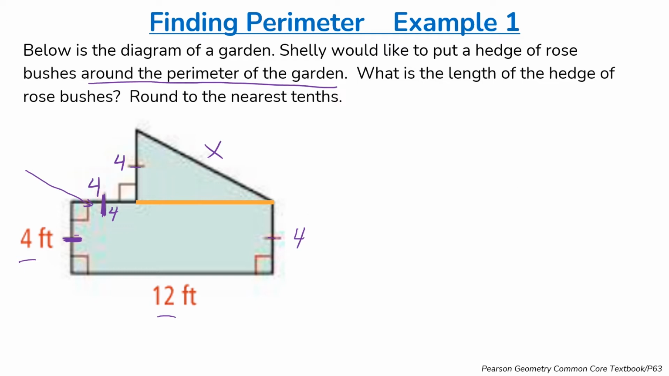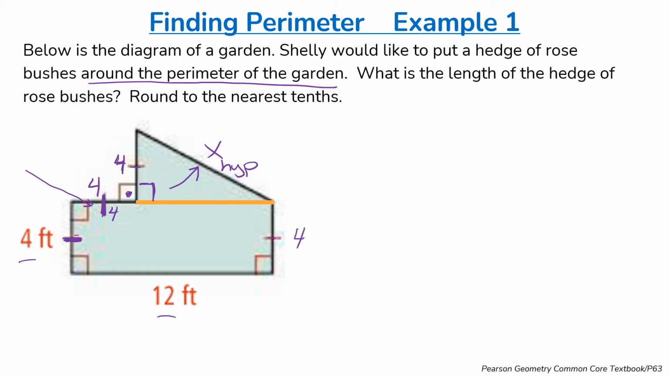And I know that this is the hypotenuse because if this is a right angle right here, then this would also be a right angle. And remember, the hypotenuse is always opposite the right angle. So this is the hypotenuse, and 4 is a leg. Do I have the other leg?